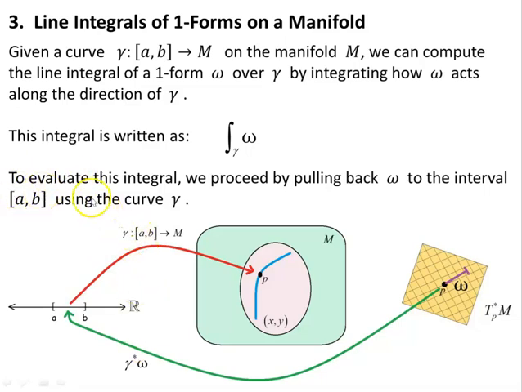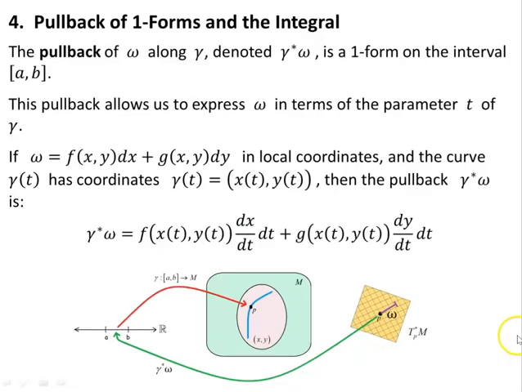Okay, coming back here. To evaluate this integral, we proceed by pulling back omega to the closed interval AB, using the curve gamma. So we'll see how that's done. The pullback of one forms in the integral: the pullback of omega along gamma, denoted gamma asterisk omega, is a one form on the closed interval AB.